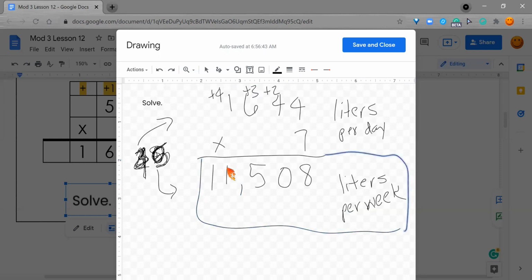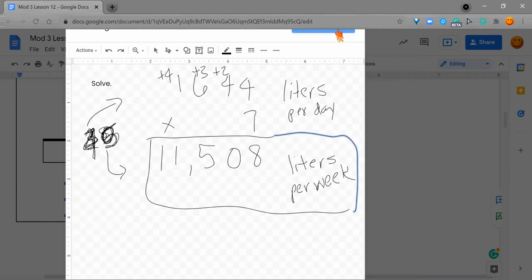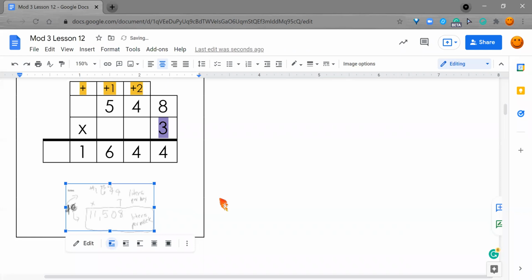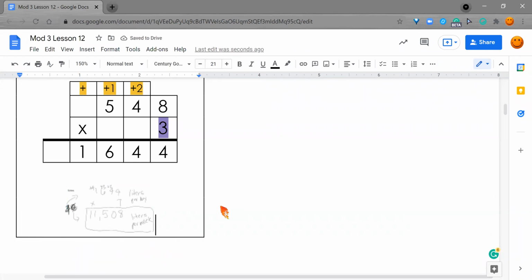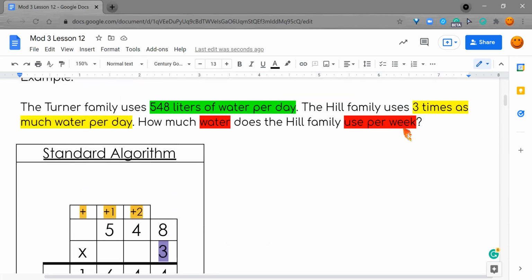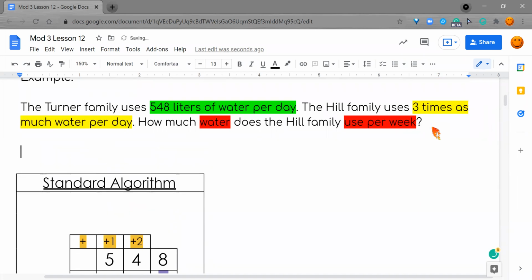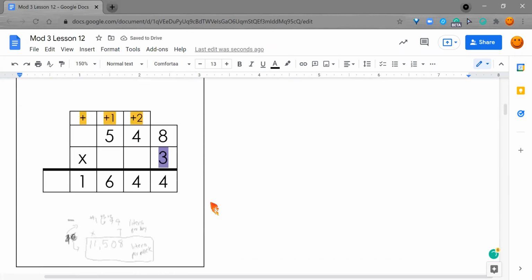So I'm going to hit save and close. Okay. And then right over here on the side, actually maybe right under it, find a spot. I'm going to put it right here. I'm going to say the Hill family uses 11,000. I don't remember my number, so I'm going to scroll back down and look.